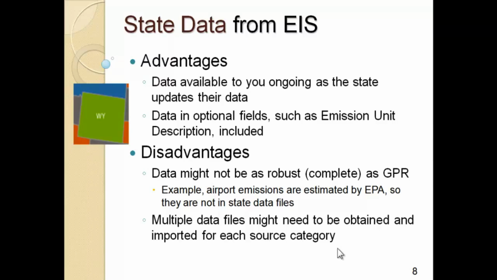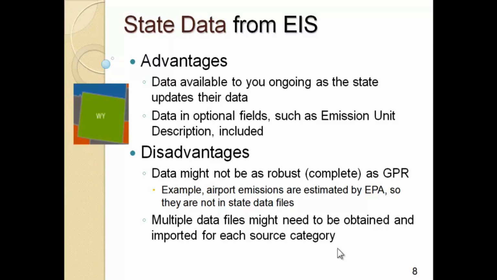Another advantage to the state agency data is that if the optional fields are filled in, and we talked about optional fields a little bit already, and one example is the emission unit description. If that information is filled in by the state agency, you get that information imported into your TEISS project, and in the GPR data that might not necessarily be the case. And having that additional information imported into TEISS might give you more insight about the emissions data.